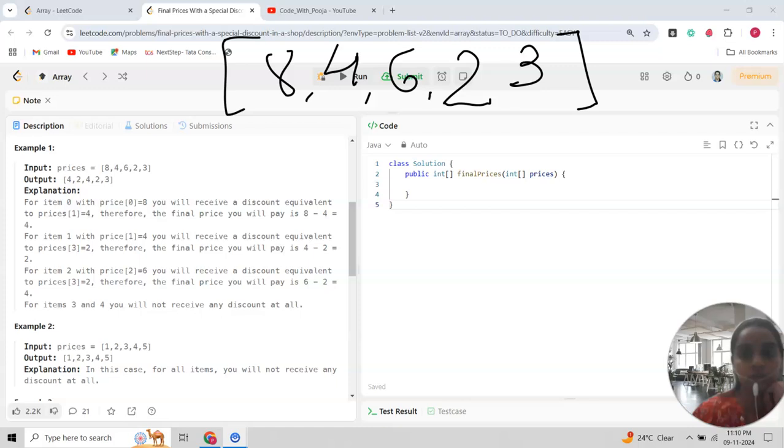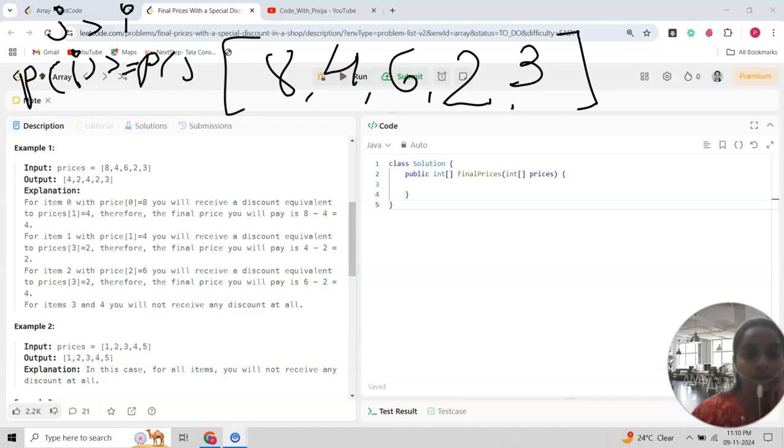Okay, what are the two conditions? The two conditions are as follows: j will be greater than i, yeah, of course, and after that the price of i will be greater than or equal to price of what?